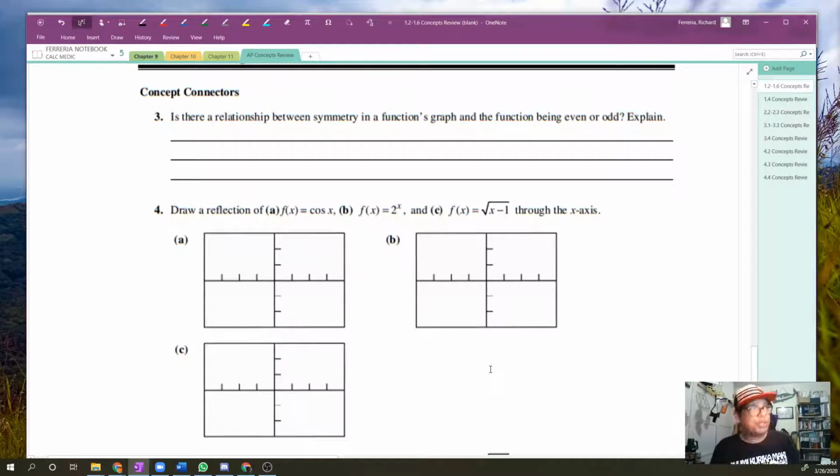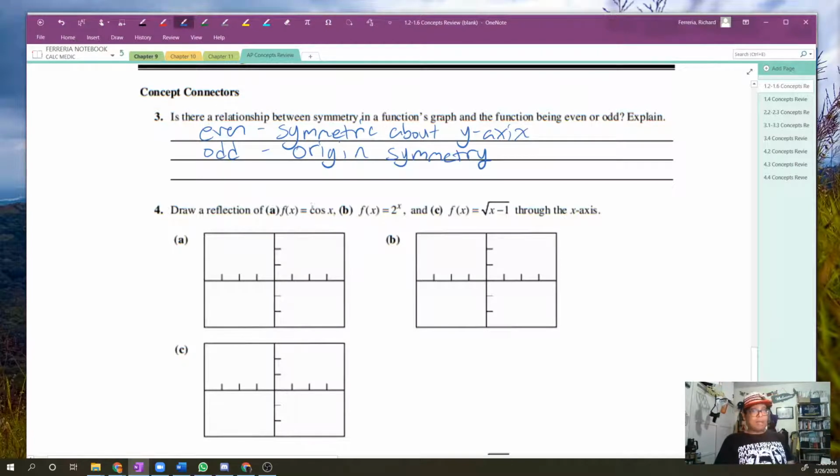But we're not finished. Is there a relationship between the symmetry in a function's graph and the function being odd or even? Yes, there is. Even functions are symmetric about the y-axis, whereas odd functions exhibit origin symmetry. It doesn't work the other way around necessarily, but it does work this way around.